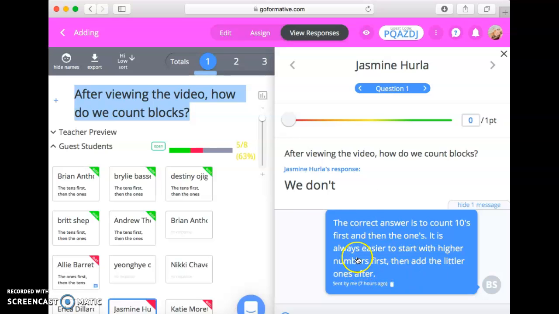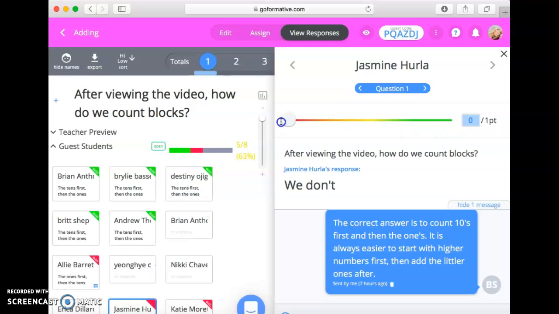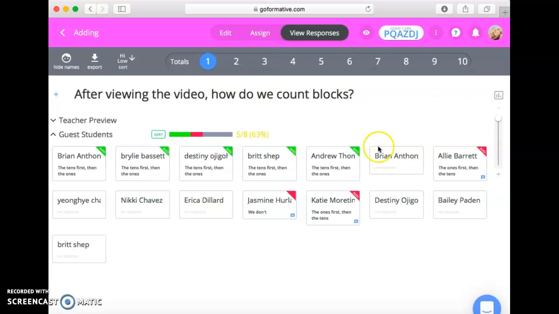And to show you guys how I'm able to do that, you would just slide this bar here. So that is if she got 100%. And since she got a 0, I have to give her in the red. And then all the other ones got this one correct. And then right here, you can also see that 5 out of 8 students got this correct, giving me 63% of the class. So that's not terrible, but it could be better.